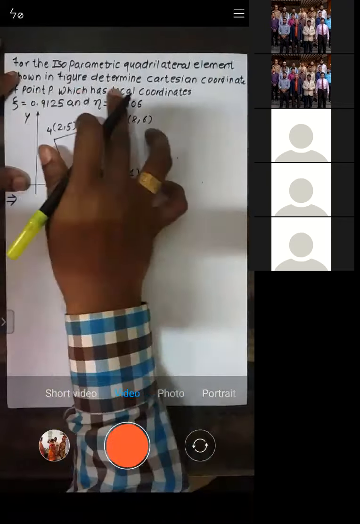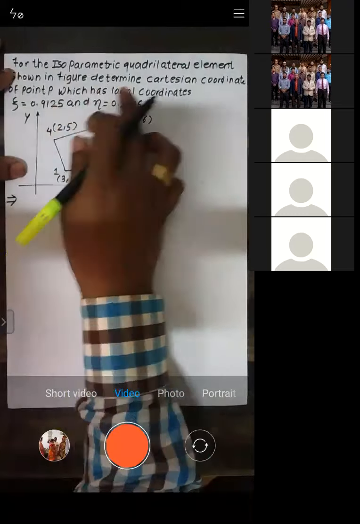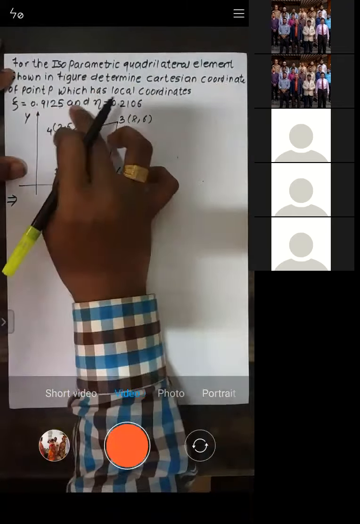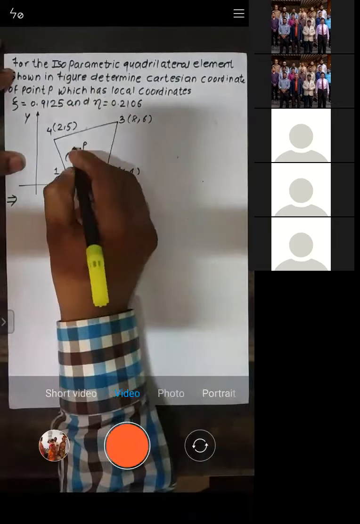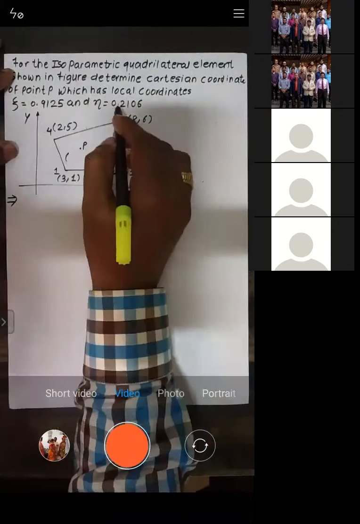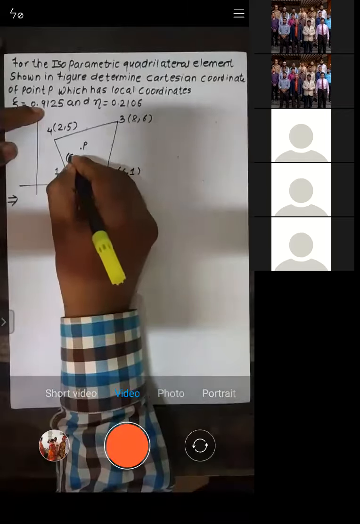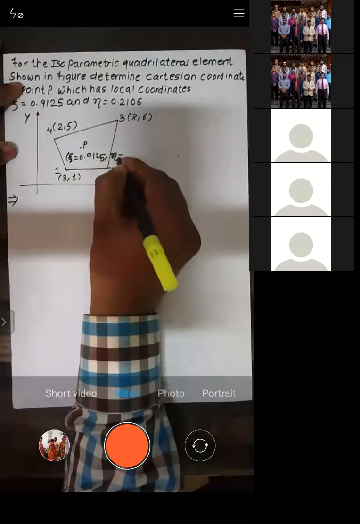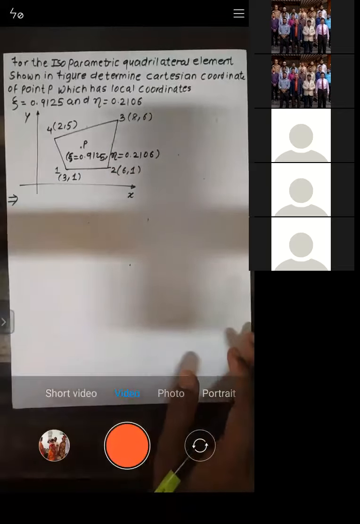Okay, let's see, the point P is somewhere lying here. Point P has the local coordinates, see, this is point P whose zeta is 0.9125 and neta is equal to 0.2106. I need to write down zeta is equal to 0.9125 and neta is equal to 0.2106. Is it okay? Yes or no?